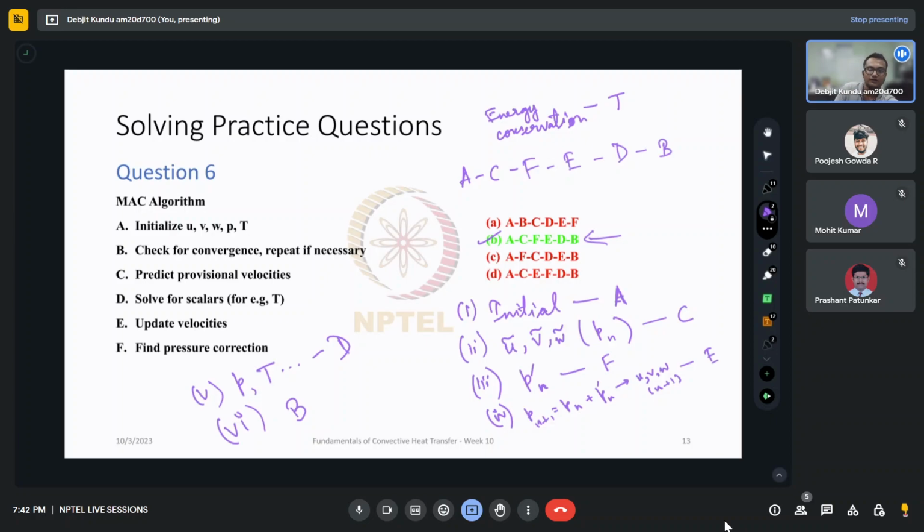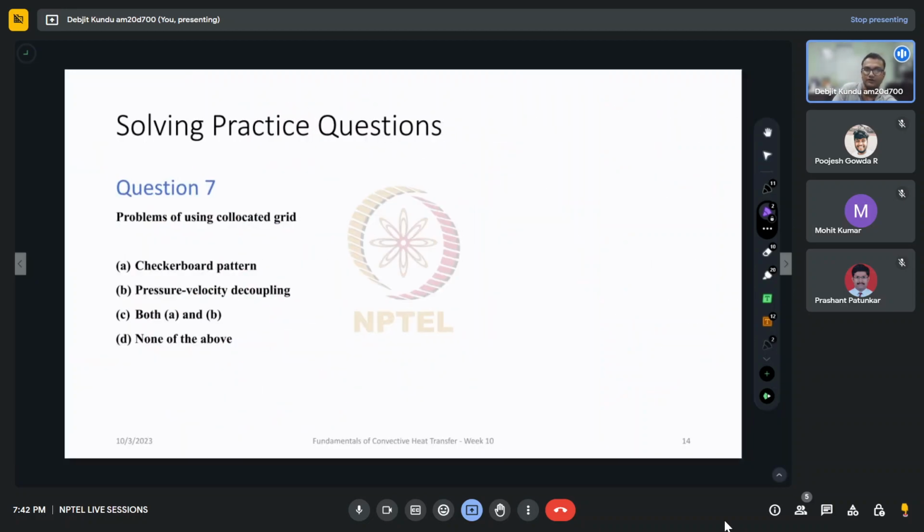Okay, so if there are no questions, we will move on to the next question, which is a simple one. Question number 7 is asking us the problems of using collocated grid are what? Is it option A, checkerboard pattern, option B, pressure velocity decoupling, option C, both A and B, or option D, none of the above?